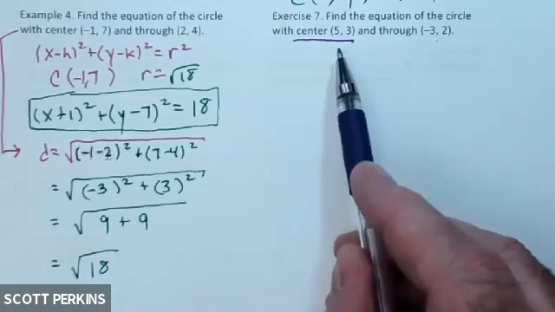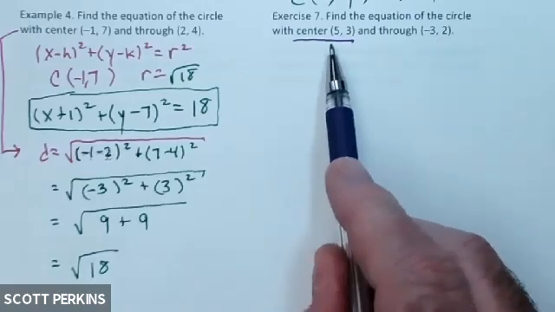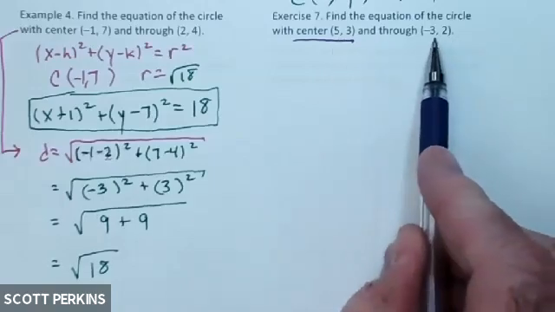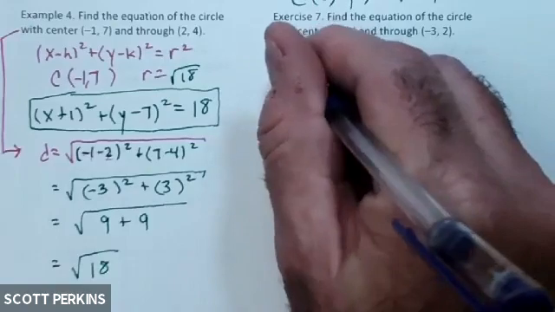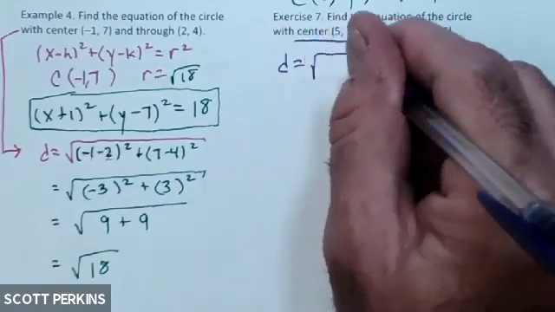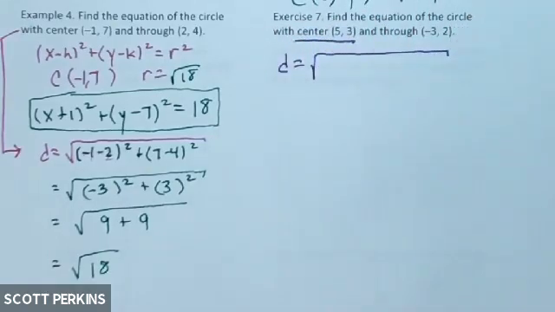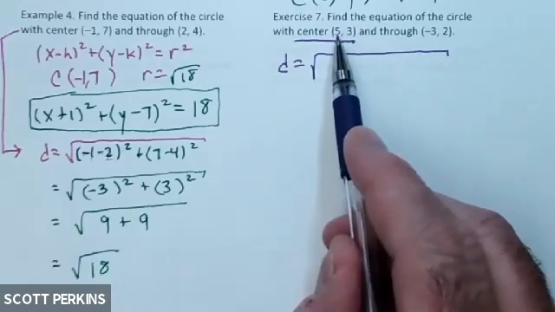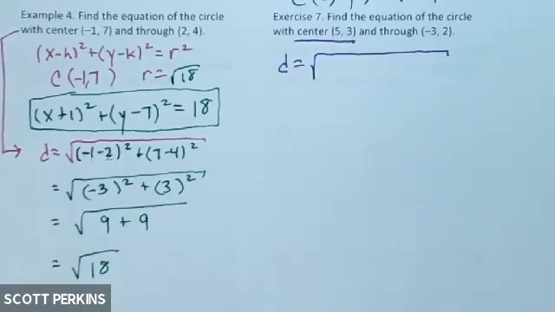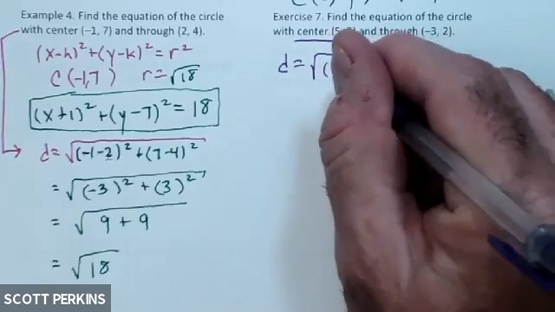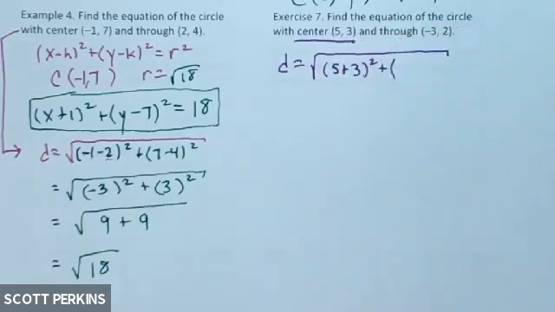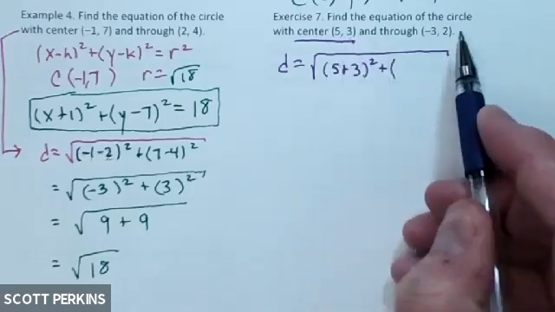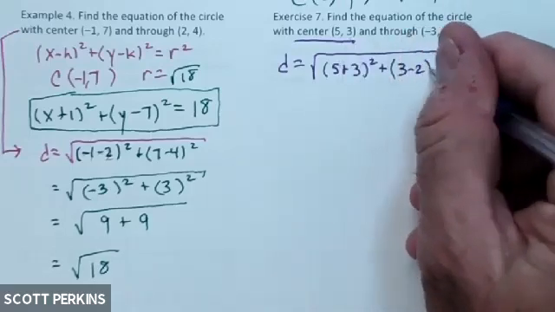Once again, the definition of the radius is the distance between the center and a point on the edge of the circle. So I need to, again, find the distance. So here's my distance formula. I've got my square root of the difference between the x values, which is 5 minus -3. So that is going to be 5 plus 3 squared. And then the difference between the y values is 3 minus 2. So 3 minus 2 squared.